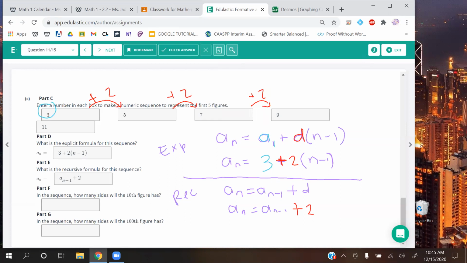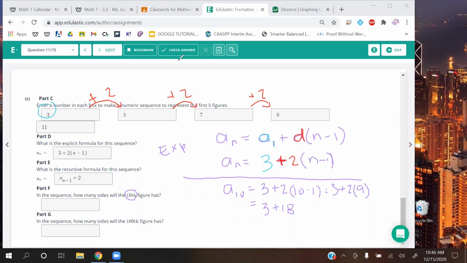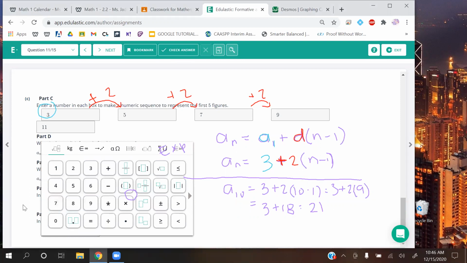I'm going to practice writing it into our explicit formula. I'm going to erase the recursive because I just need space. If you need this more, remember that it's always recorded. So a sub 10, I'm going to plug in 10, is equal to 3 plus 2 times 10 minus 1. That's 3 plus 2 times 9. That's 3 plus 18, and that would be 21. So the 10th figure will have 21 sides. You can't see me type that, but there it is, 21.